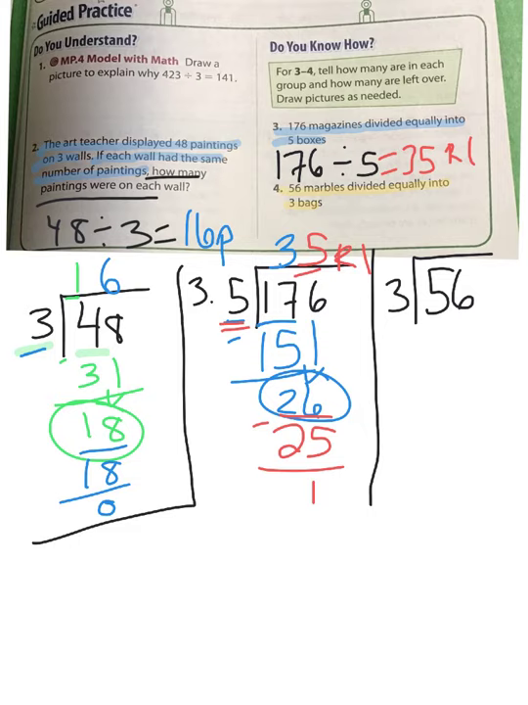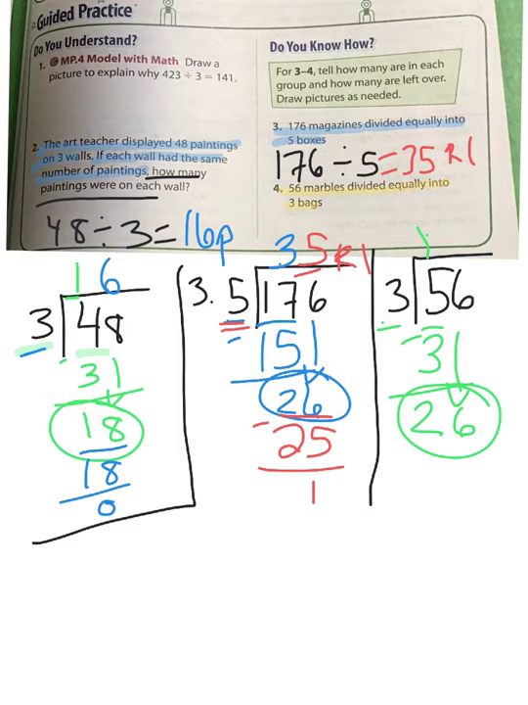Let's divide. First, we're going to divide. How many times does 3 go into 5? Well, 3 can go into 5 one time. 3 times 1 is 3. I'm going to subtract and get 2 and then bring down my 6. I have 26 as my dividend.